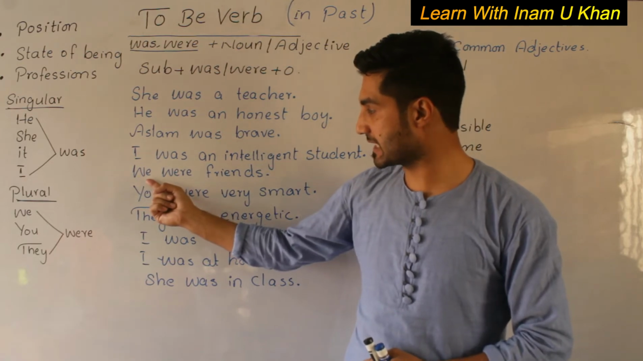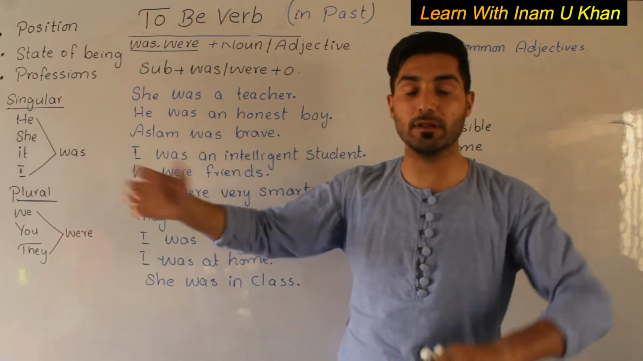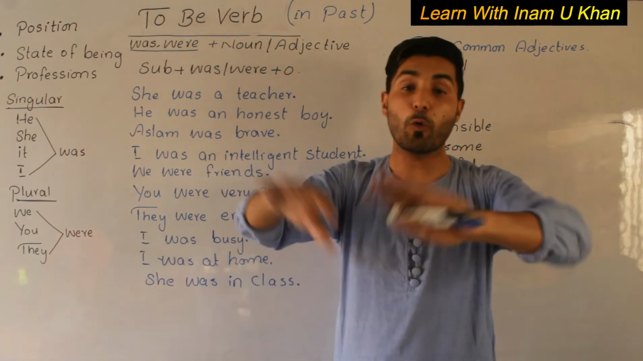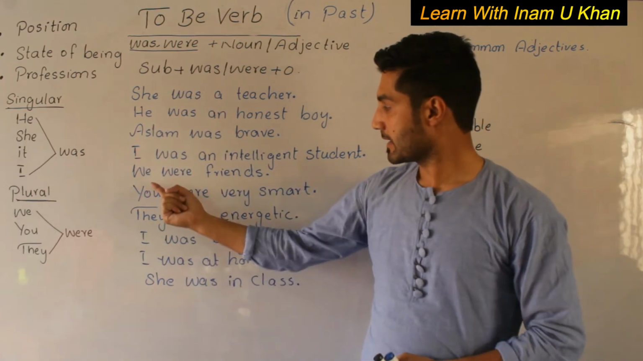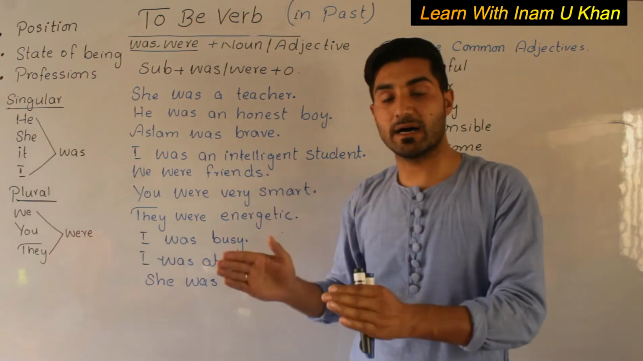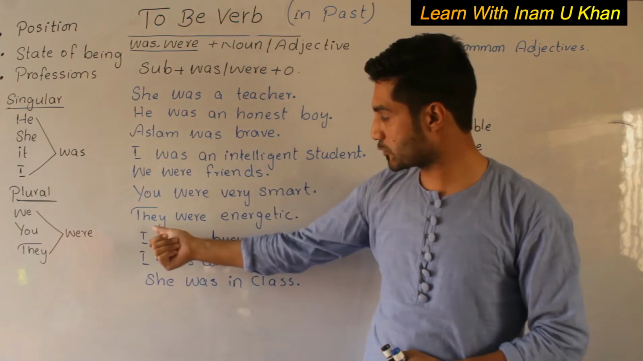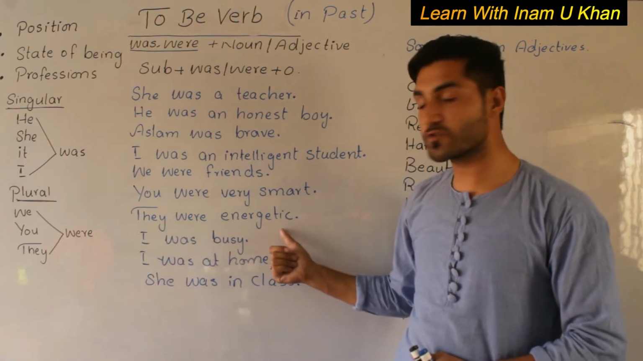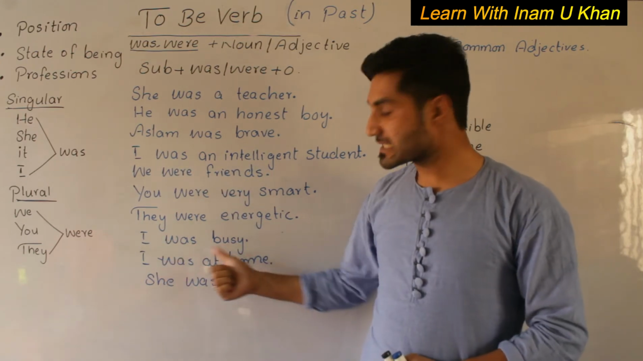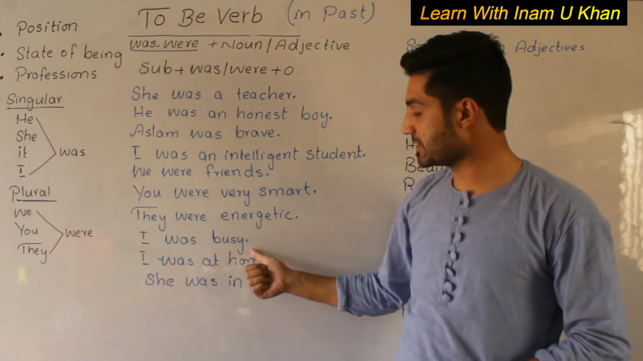Next we have the plural sentence, we were friends. I'm discussing myself and some other people with me, we were friends. Okay? You were very smart. In the past time, you were very smart. Next we have the sentence, they were energetic. They were energetic. I was busy. I'm discussing my state of being, that I was busy.